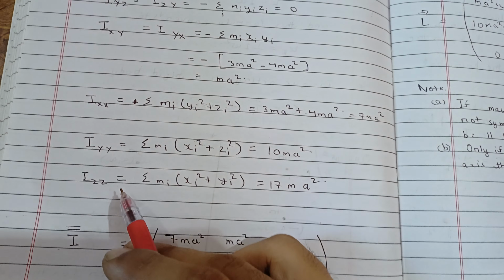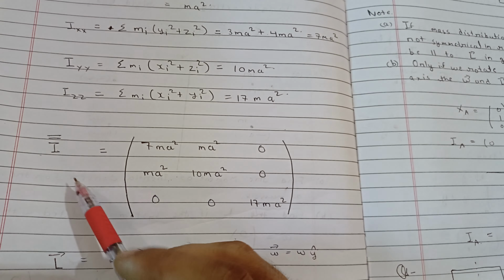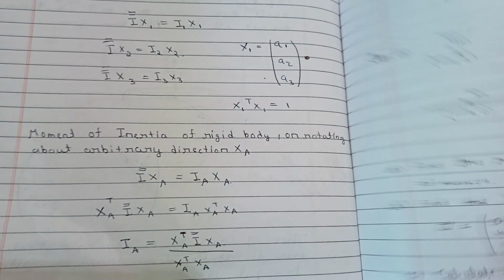Now you have all these 3 terms and all the 6 terms, so you have all the complete 9 terms. You can write the moment of inertia tensor. That will be this. Now this was our first question, so we already found the moment of inertia tensor.